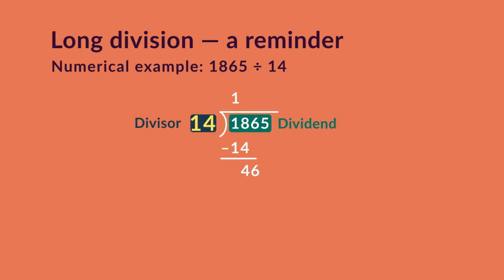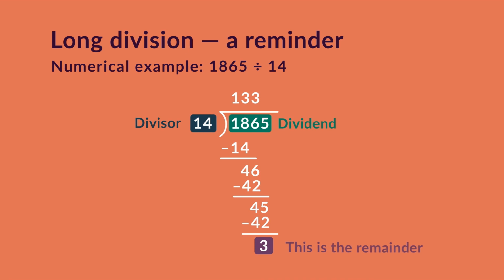How many times does 14 go into 46? The answer is 3, so we write 3 at the top of the line, and 3 times 14 is 42, so we write this below the 46 and subtract it, leaving a remainder of 4. Now we can bring down the final digit from the dividend, which is 5. And how many times does 14 go into 45? The answer is 3 again. So write 3 at the top, 42 under the 45, and subtract.